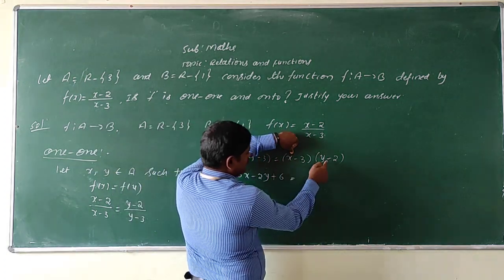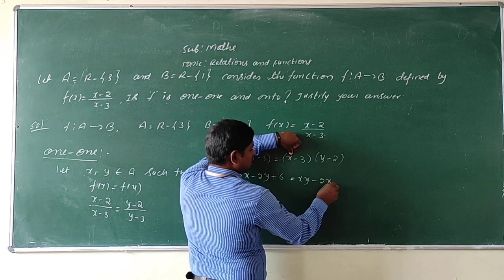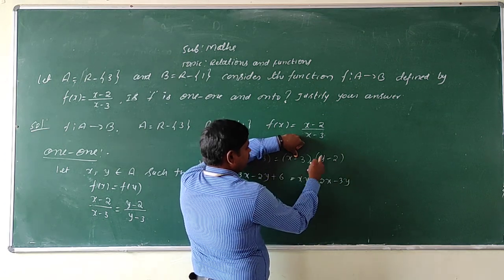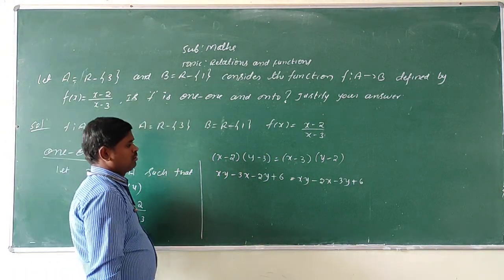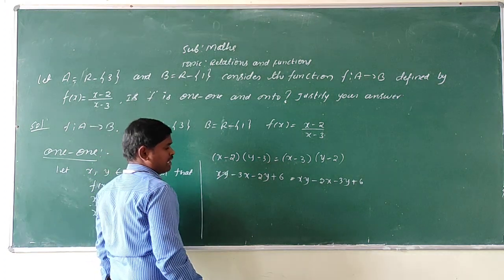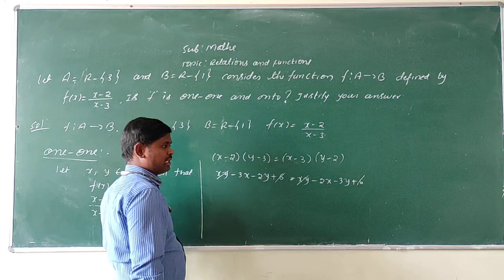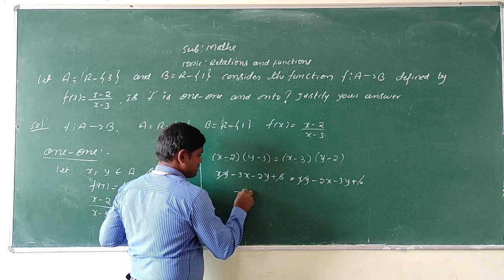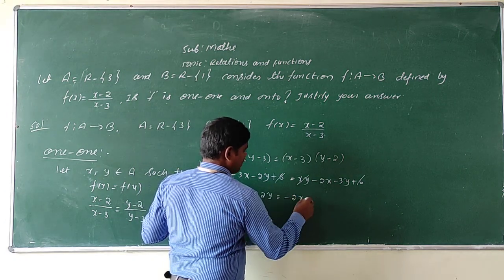Similarly, multiply y minus 2 by x, that is x into y, and minus 2x. Then from minus 3, minus 3y, and minus 3 into minus 2, that is plus 6. Is it clear? The same terms are there, so cancel. xy is here, so it gets cancelled. Plus 6 is here, so it gets cancelled. So we are left with minus 3x minus 2y is equal to minus 2x minus 3y.